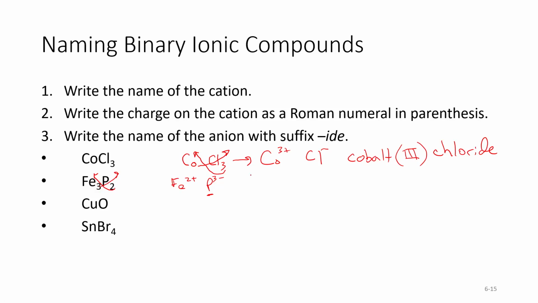So we have iron, and we know what type of iron because it's the 2+, so this is iron(II) phosphide.